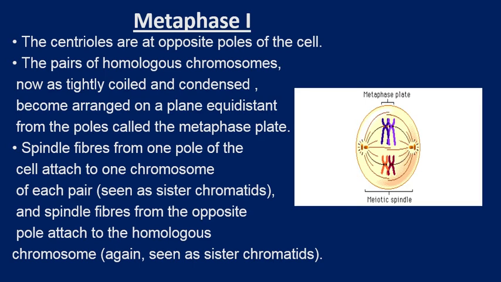Spindle fibers from one pole of the cell attach to one chromosome of each pair. So this is one pair and this is the other pair, and they are attached to each other, and spindle fibers from the opposite pole attach to the homologous chromosomes. So you can see here these two chromosomes, after crossing over, arrange themselves in a plane equidistant from the poles.